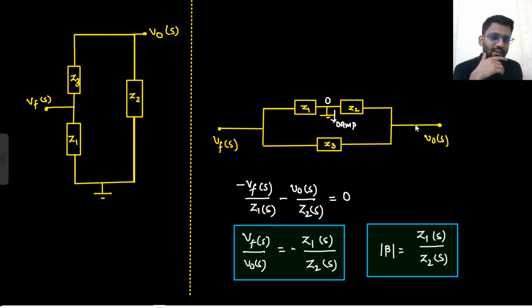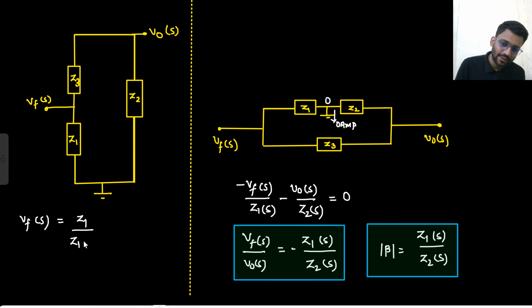Did you get it? From V0S to VFS there is Z3. From V0S to ground there is Z2. From ground to VFS there is Z1. That's it. What do you see here? What is your VFS? Here your VFS is Z1 by Z1 plus Z3 into V0S.